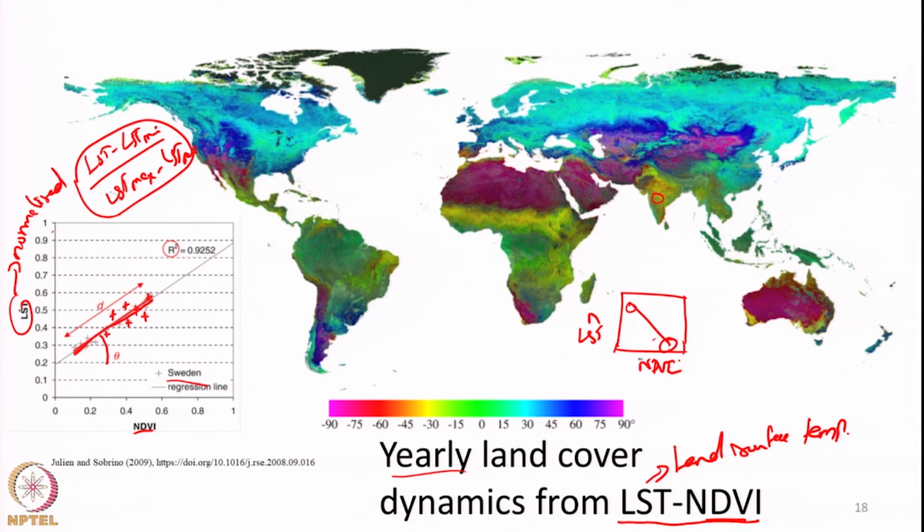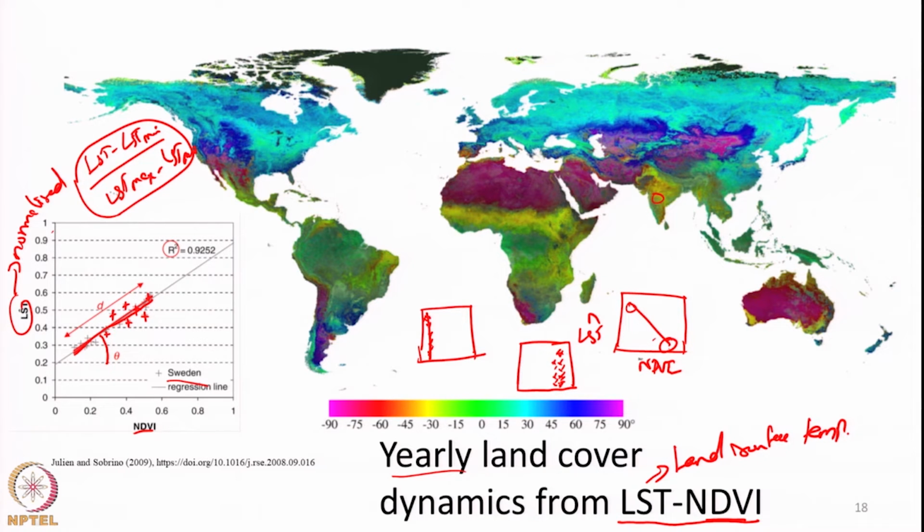Over deserts, NDVI will be more or less constant, in the lower band, but there will be different values of LST, so it will be a very steep straight line. Over humid forests like the Amazon rainforest, which will be green always, the graph may look something like this, with very high NDVI values and LST varying only within that zone.